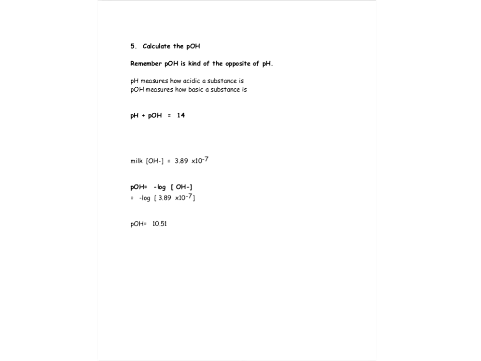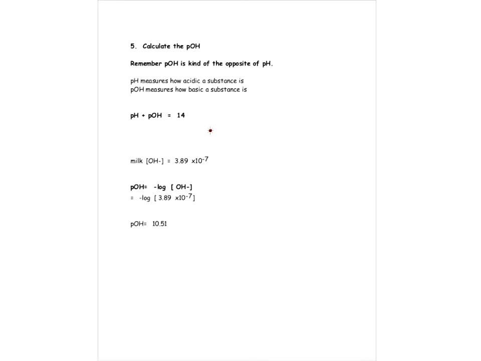Okay, the next one says to find the pOH, and let's look at how we do this. I just wrote here, first of all, pH measures how acidic a substance is, pOH measures how basic it is. And again, it's all kind of relative, because at the same time pH is measuring how acidic a substance is, it's also measuring how basic it is. They're both on the same spectrum, acidity and basicity, so when you're talking about one, you're always kind of talking about the other. So we use this formula: pH plus pOH equals 14. Really important formula.